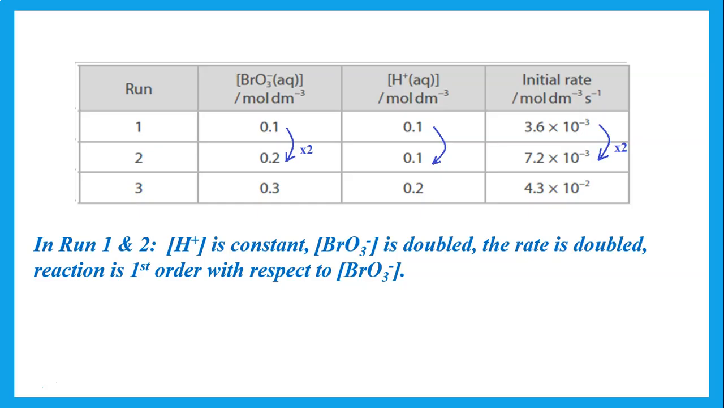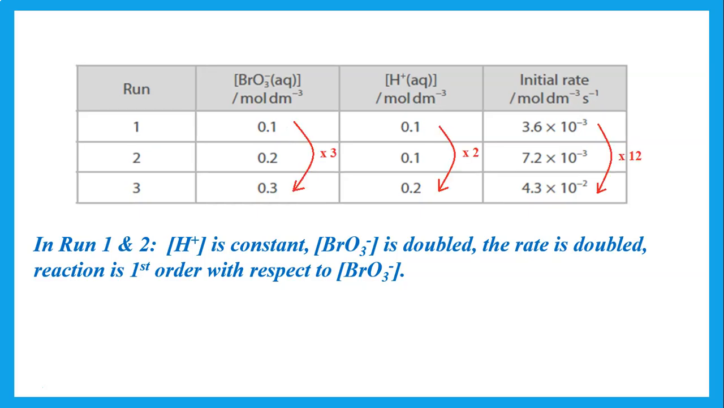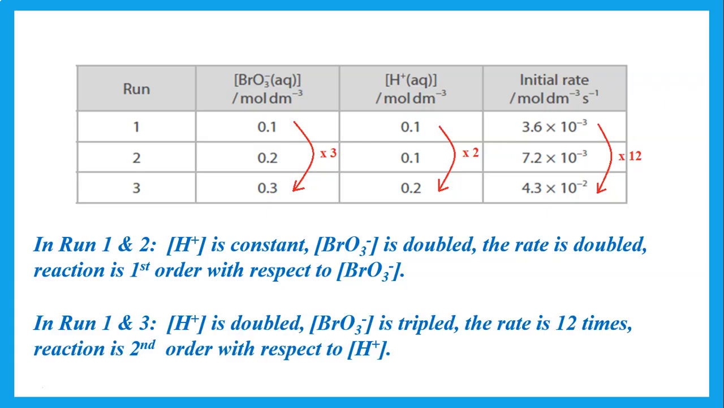What about the effect of the concentration of H+ ions, where we don't have a pair of runs where the bromate is constant? So we look at, for example, run 1 and 3. In run 1 and 3, the bromate is tripled. The H+ is doubled. What happened to the rate? The rate increases by 12 times. That means that it is second order with respect to H+.